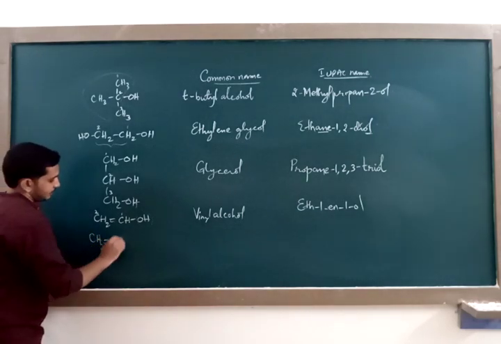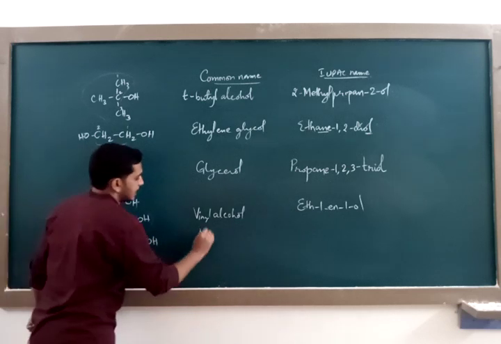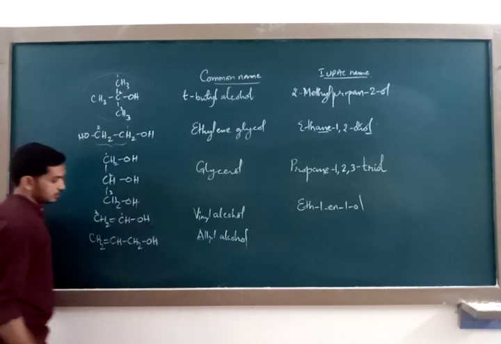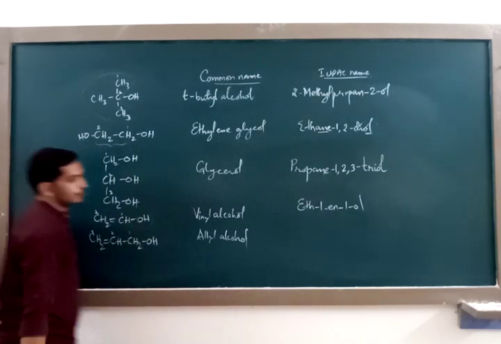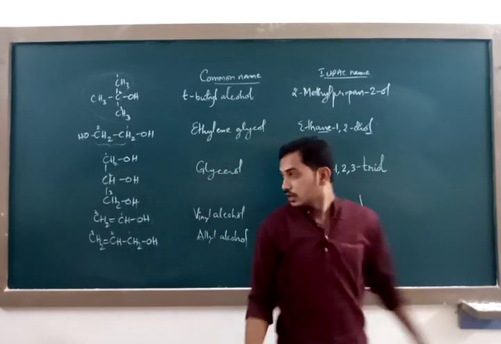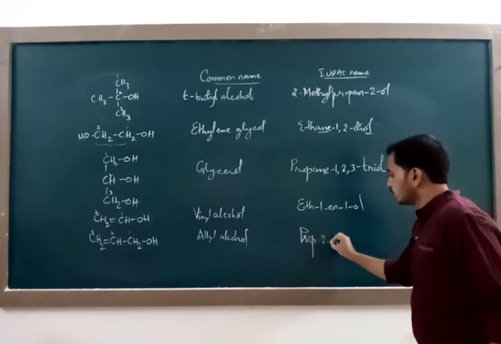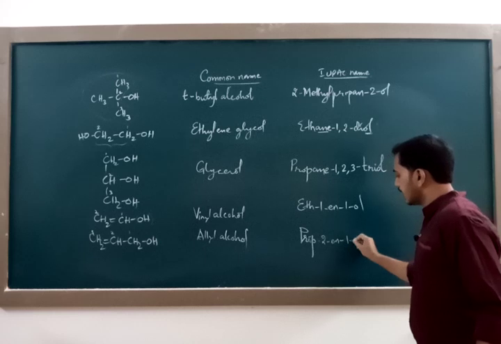Last example. This is allyl alcohol, the common name, and how do you give the IUPAC name? 1, 2, 3. So 3 carbons, prop. Which ene? Notice that the double bond begins from the second carbon, so prop 2 ene, but OH is at the first carbon, therefore 1 dash ol.